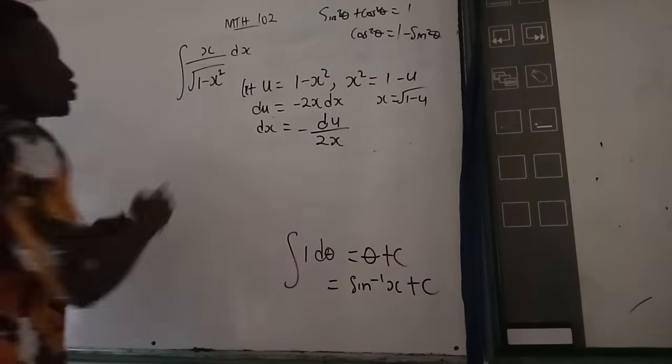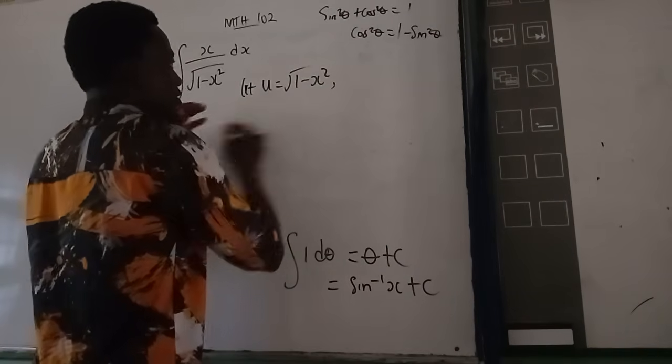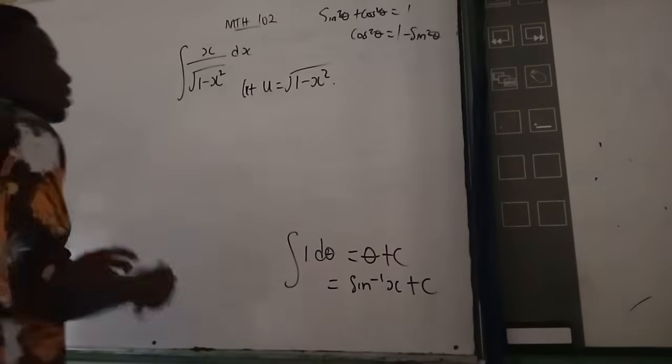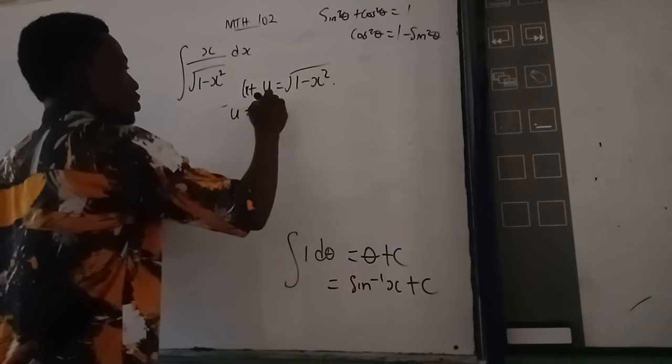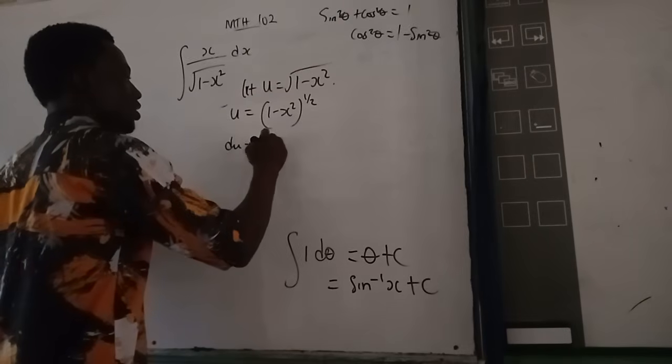So this is what we should have done. Let our u be root 1 minus s squared, not just s squared. Let u be 1 minus s squared. Now, if u is 1 minus s squared, then du will give us... Let's rewrite it. U equals 1 minus s squared all to the power half. So du will give us half will come down.